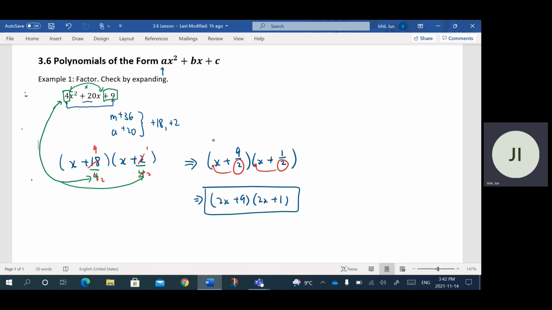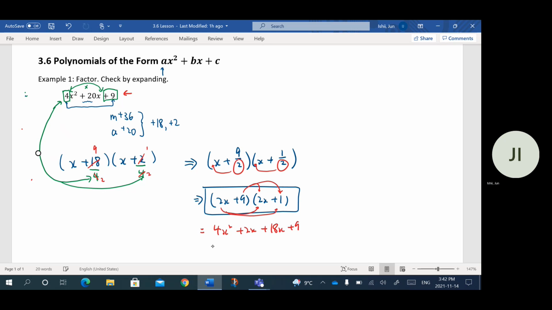All right. Now that being said, what I also want to do here is check it. So we're going to check by expanding. I'm going to follow this out just to show you that yes, it is actually this polynomial. All right, so 2x times 2x is 4x squared. 2x times 1 is 2x. 9 times 2x is 18x. And 9 times 1 is 9.